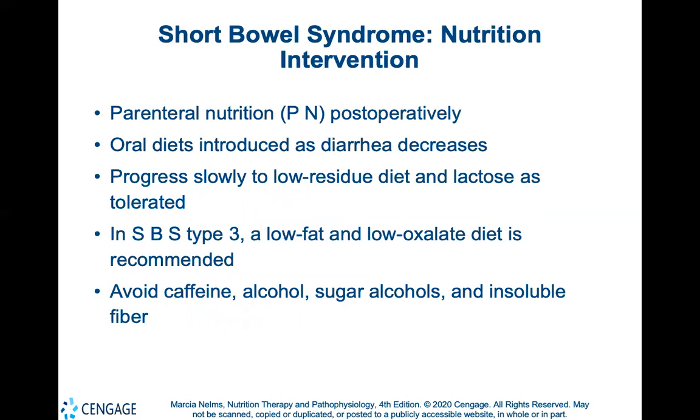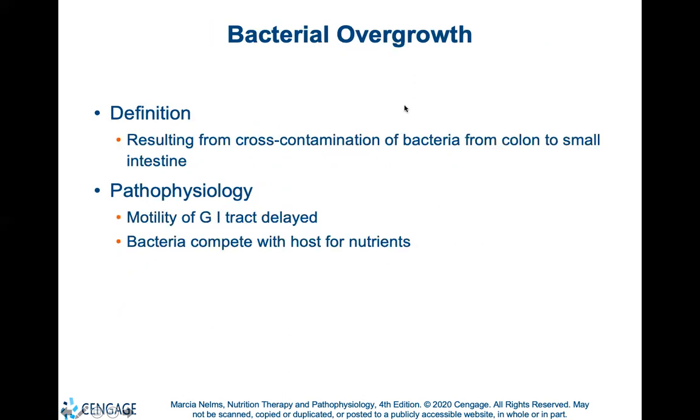So, short bowel syndrome nutrition intervention. Parenteral nutrition postoperatively, then an oral diet is introduced as diarrhea decreases, progressing slowly to a low residue diet and lactose as tolerated. In short bowel syndrome type 3, a low fat, low oxalate diet is recommended. You want to avoid caffeine, alcohol, sugar alcohols, and insoluble fiber.